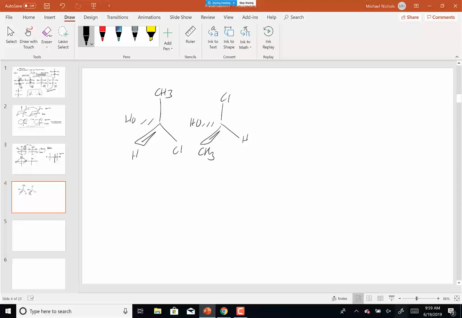And meso will also need at least two chiral centers. So you can be a little strategic in terms of saying, oh, well, if it's a single chiral center, it can never be diastereomers. So now you're down to same or enantiomers. How about this one?